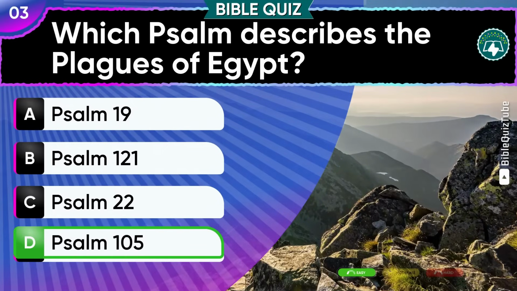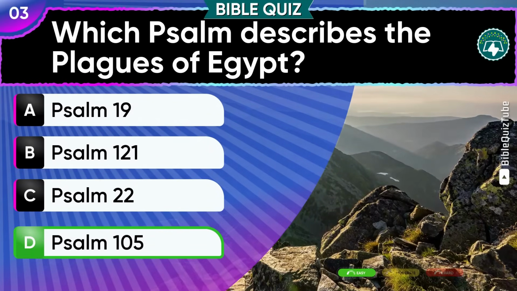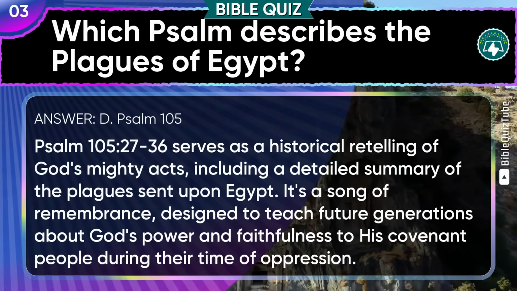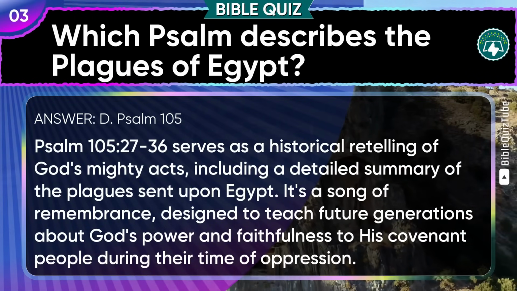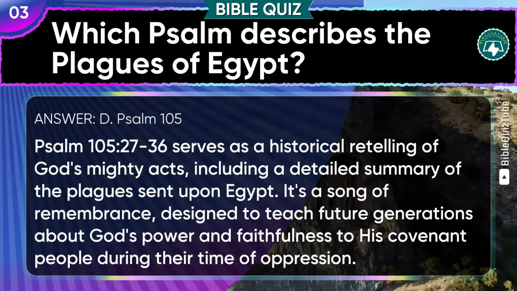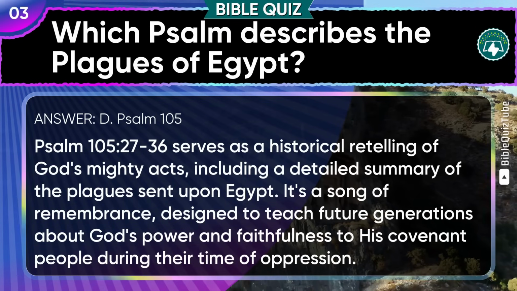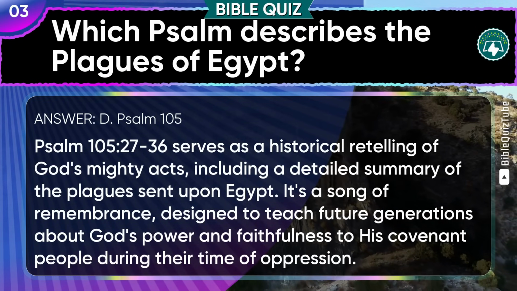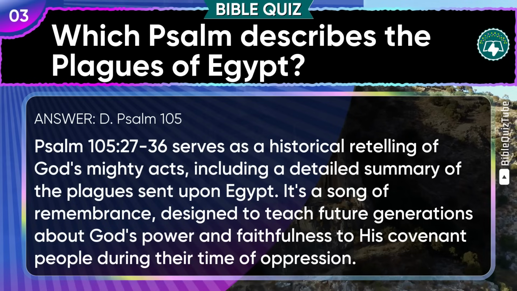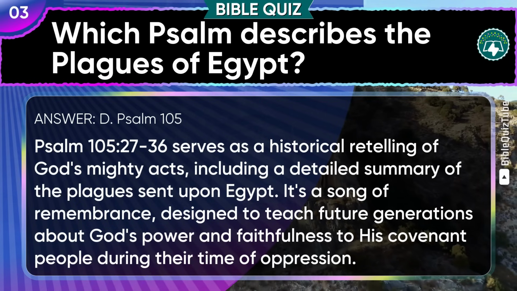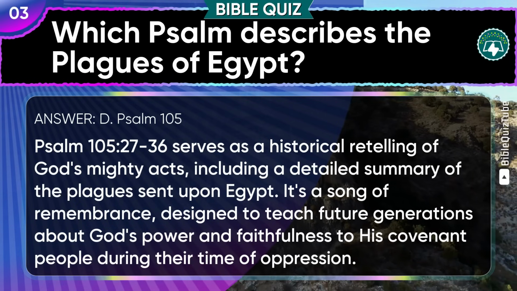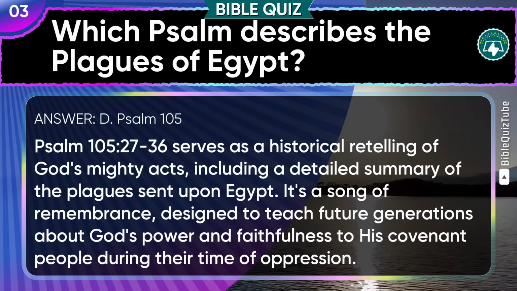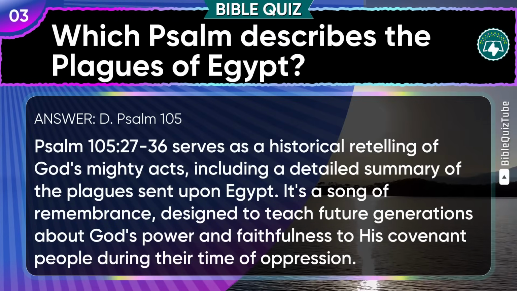D. Psalm chapter 105 is the accurate choice. The explanation. Psalms chapter 105 verses 27 to 36 serves as a historical retelling of God's mighty acts, including a detailed summary of the plagues sent upon Egypt. It's a song of remembrance, designed to teach future generations about God's power and faithfulness to His covenant people during their time of oppression.